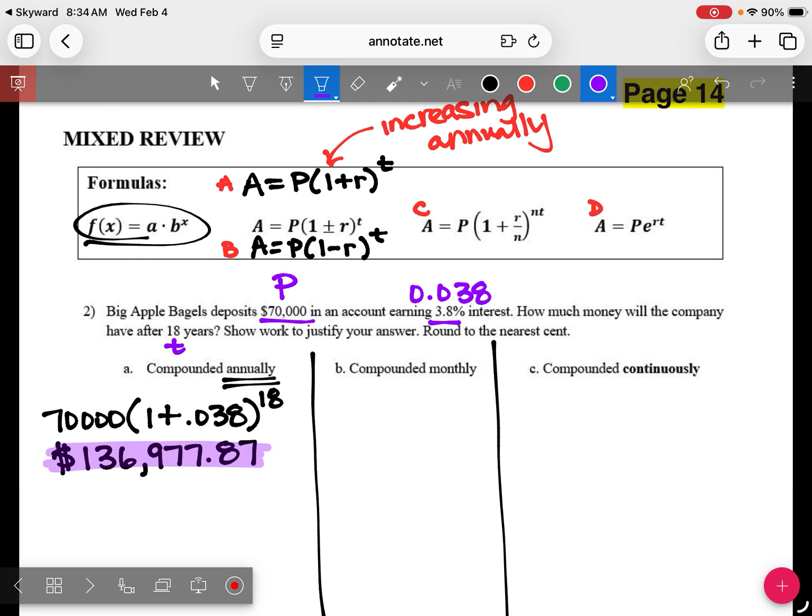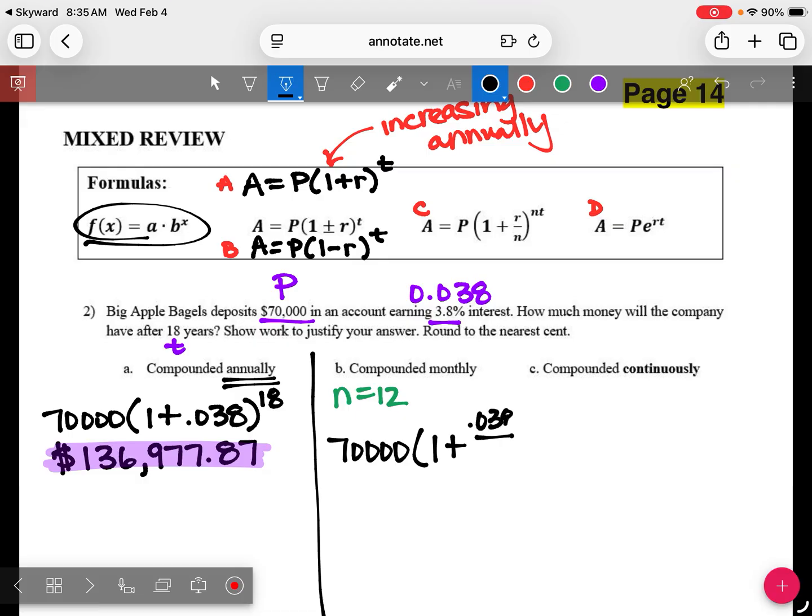B says compounded monthly. What formula are we using now? A, B, C, or D? C, because it's compounded monthly. So now N equals 12. So when we type that in, we're going to type in 70,000, 1 plus, hit the fraction button, 0.038 over 12 to the power of 12 times 18.